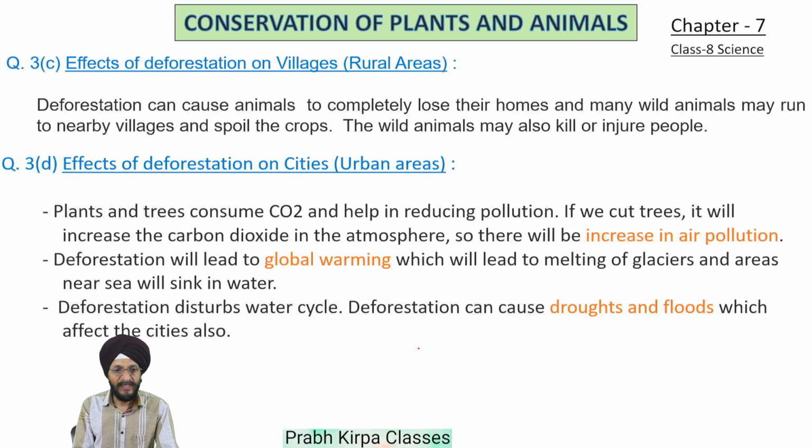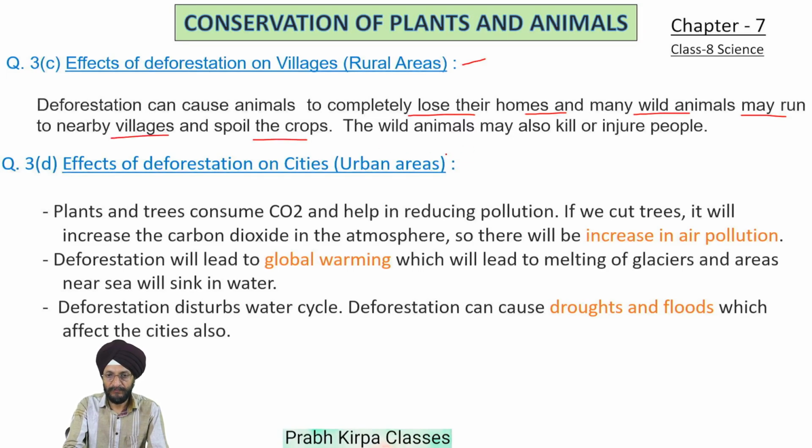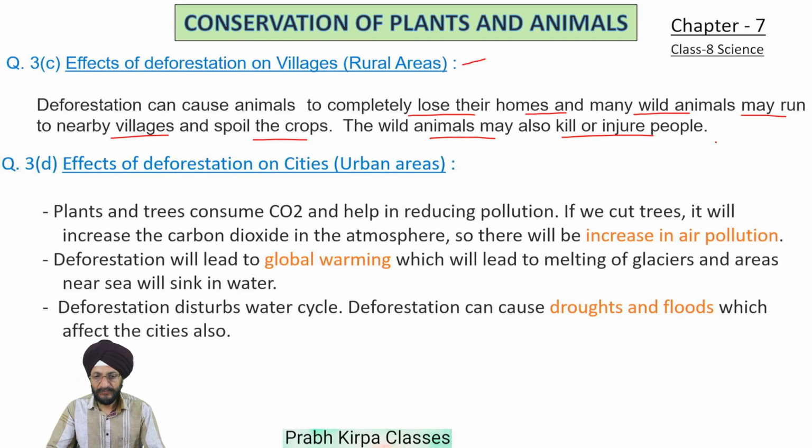We see effects of deforestation on villages and rural areas. Deforestation can cause animals to completely lose their homes, and many wild animals may run to nearby villages and spoil the crops. The wild animals may also kill or injure people.